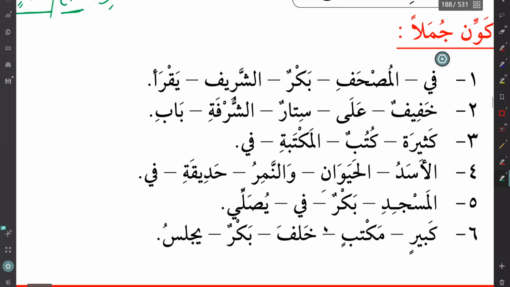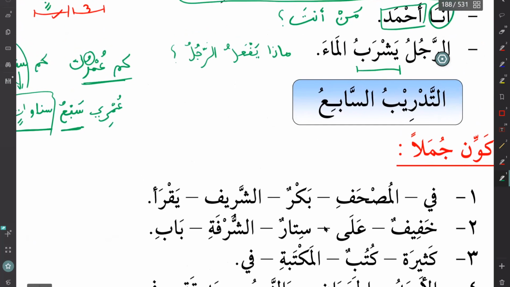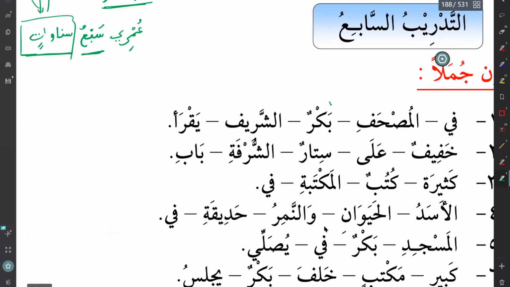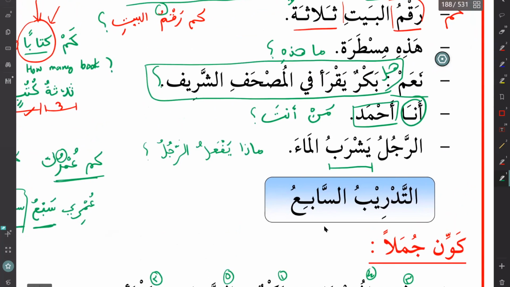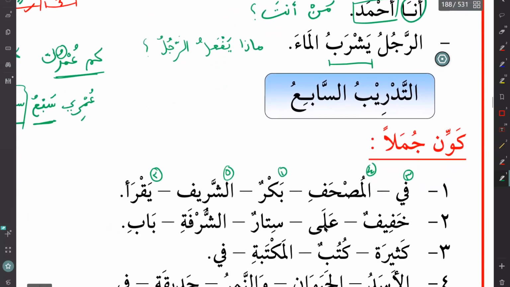Okay, so let's see number one, what we can do. It looks like it's exactly the sentence that we have. So you will say, Bakrun yakra'u fi mushaf sharif. I'm not writing it down because we have the exact same sentence right here, right? So Bakrun yakra'u fi mushaf sharif.